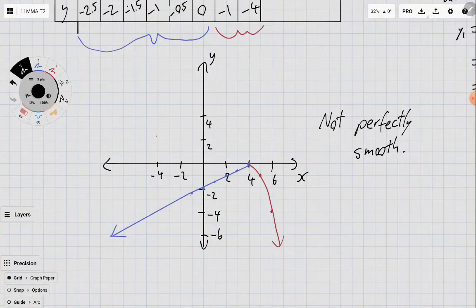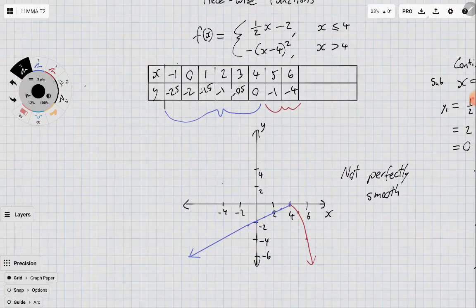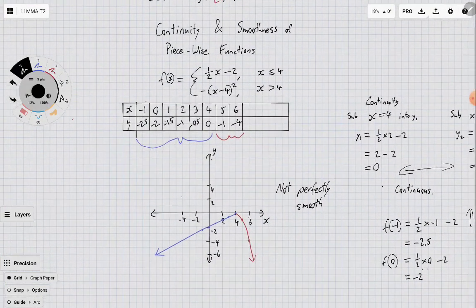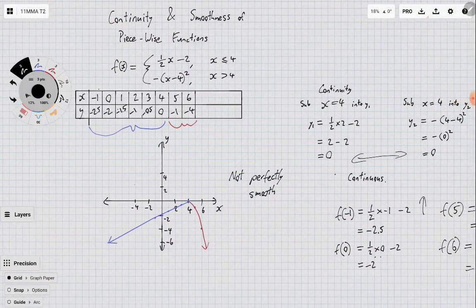Alrighty, so there you go. That is how you can tell the continuity and smoothness of a piecewise function by sketching it.